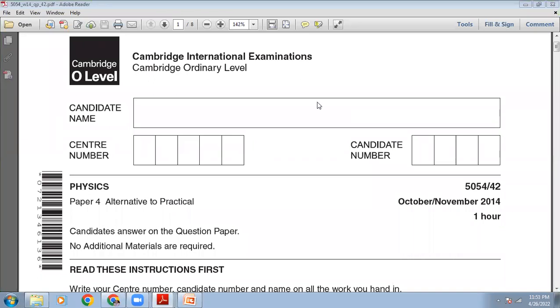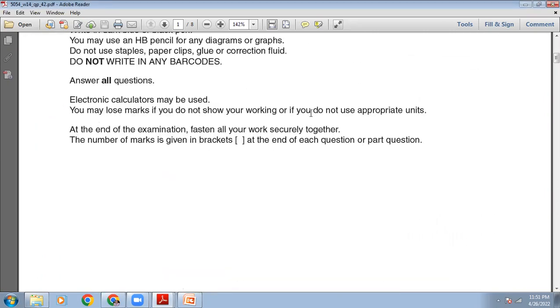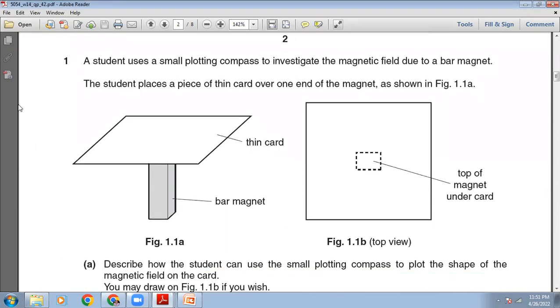On your screen, you can see the October/November 2014 paper 4-2 showing up. This is Paper 4. The time allowed is 1 hour, and 30 are the marks. A student uses a small plotting compass to investigate the magnetic field due to a bar magnet. The student places a piece of thin card over one end of the magnet. So this is basically the bar magnet, and on one of its ends, we have put a card, and here is the top view. Below here is the bar magnet, and this is that paper.